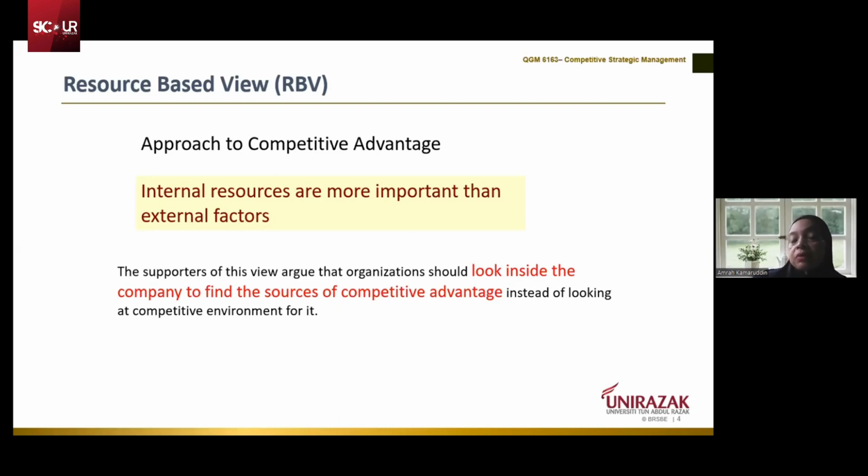So when you look at the question, the core competencies, this is the focus that you need to do. Yeah, so you need to run the RBV. So let's have a look at what RBV stands for. Yeah, so the internal resources are more important than the external factors. So this is focused on the internal. The supporters of the view argue that organizations should look inside the company to find the resources of competitive advantage instead of looking at the competitive environment for it.